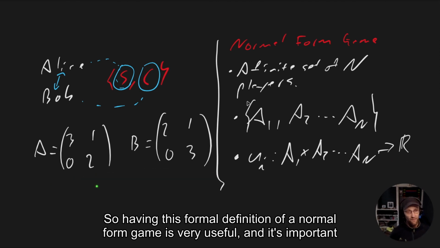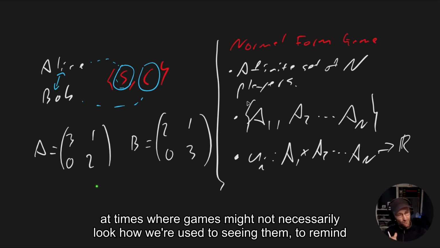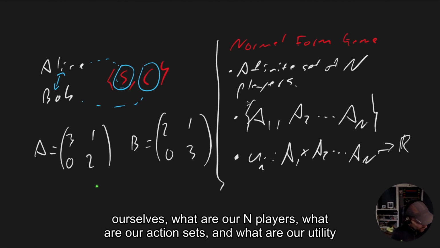So having this formal definition of a normal form game is very useful, and it's important at times where games might not necessarily look how we're used to seeing them, to remind ourselves what are our n players, what are our action sets, and what are our utility functions.